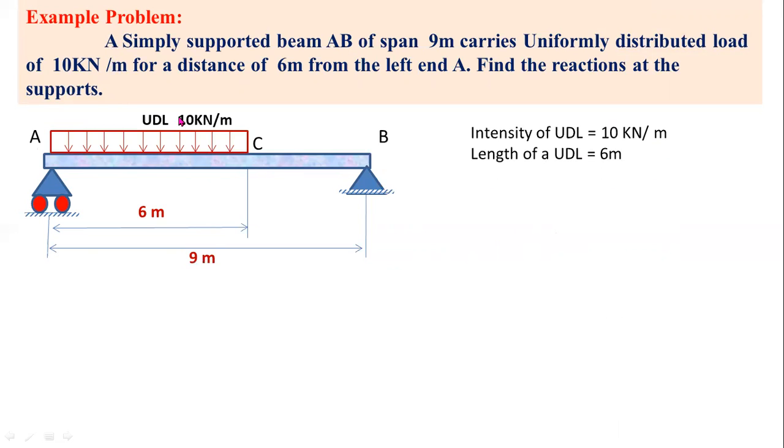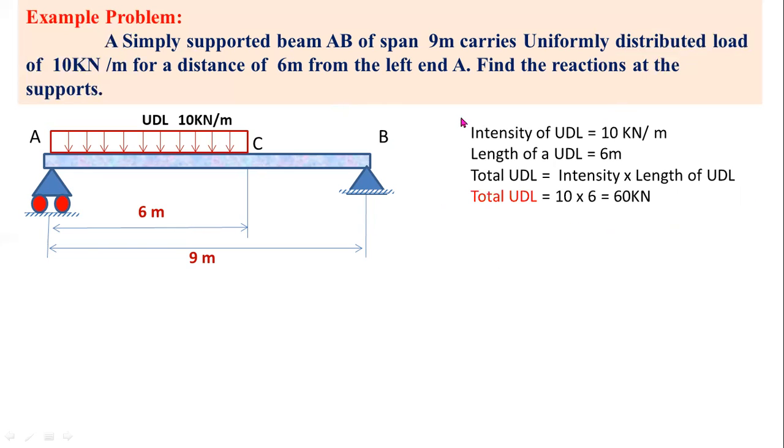After that, you have to convert this intensity into point load. For that purpose, you have to use this formula. Total UDL equals intensity into length of UDL. Here the intensity is 10 kilonewton per meter into the length of the UDL, 6 meters. Meter cancels, so total UDL in kilonewtons: 10 into 6 equals 60 kilonewtons is the total UDL.